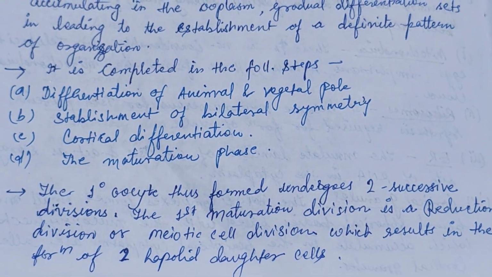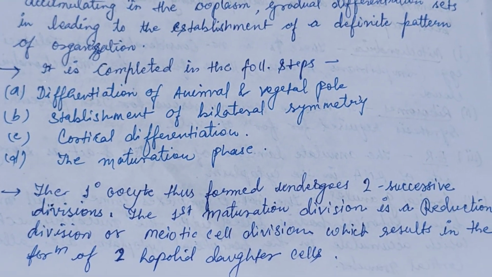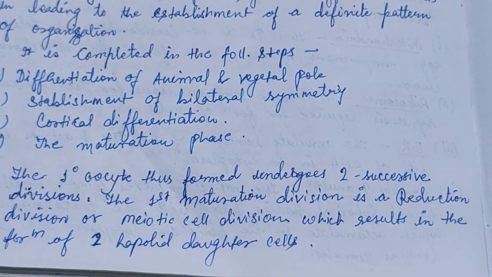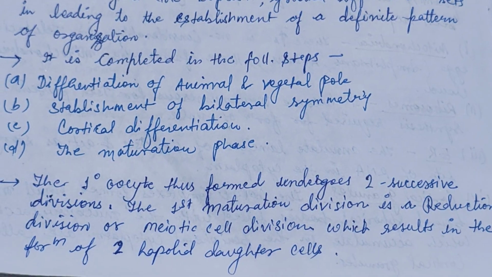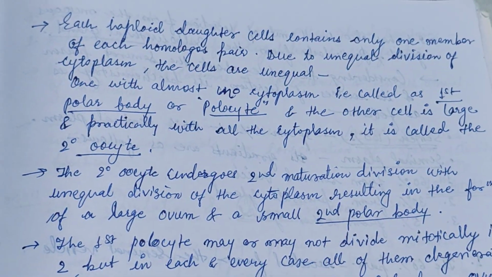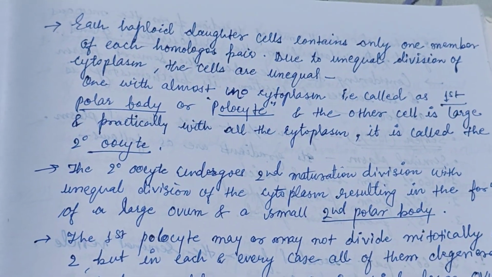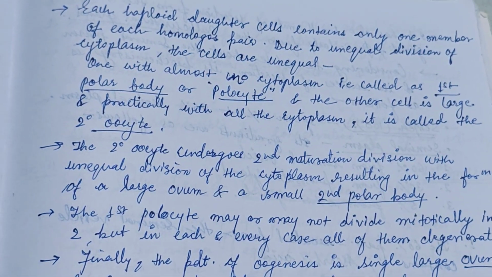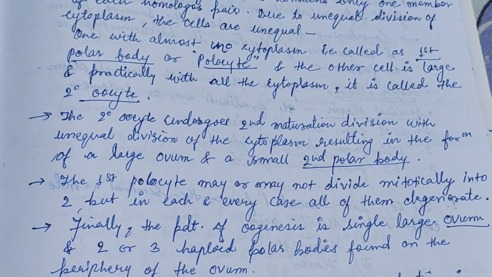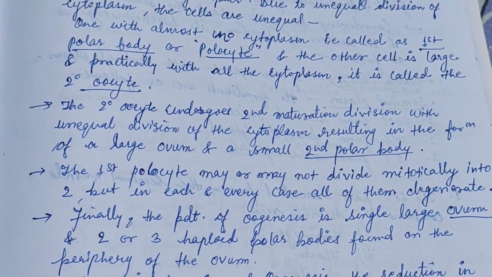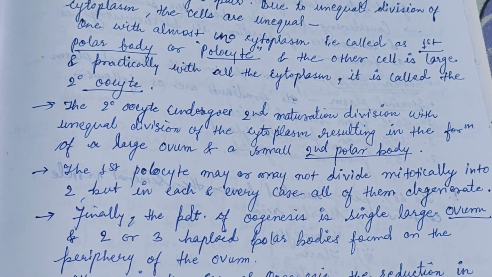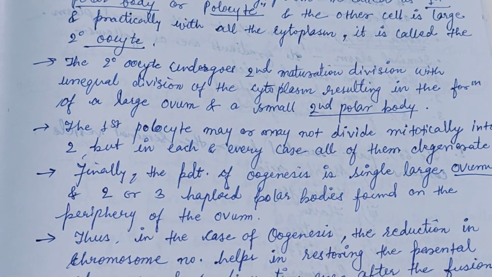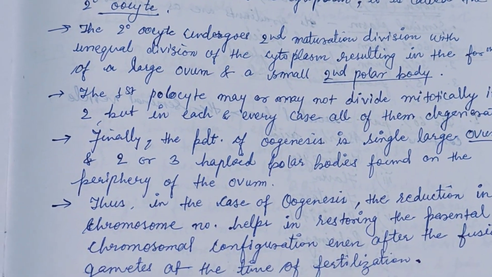The primary oocyte thus formed undergoes two successive divisions. The first maturation division is the reduction division, or meiotic division, which results in the formation of two haploid daughter cells, each containing only one member of each homologous pair. Due to the unequal division of the cytoplasm, the cells are unequal: one with almost no cytoplasm, called the first polar body, and the other enlarged with practically all the cytoplasm, called the secondary oocyte.